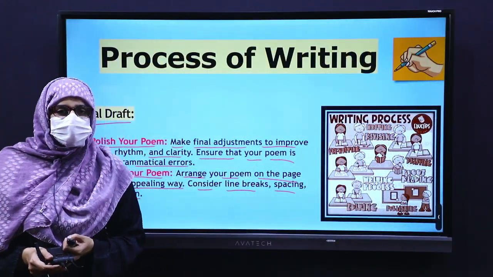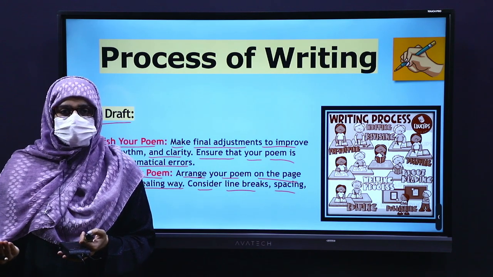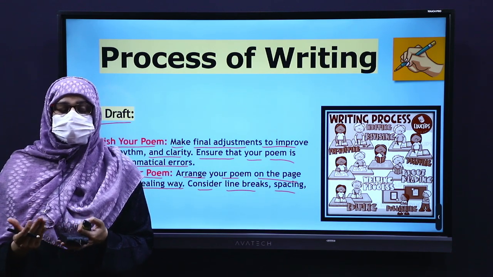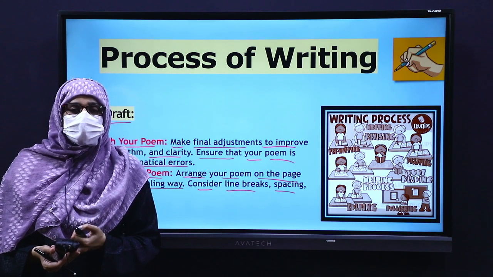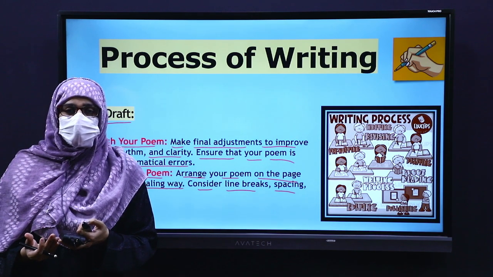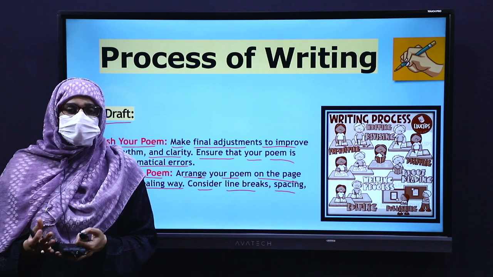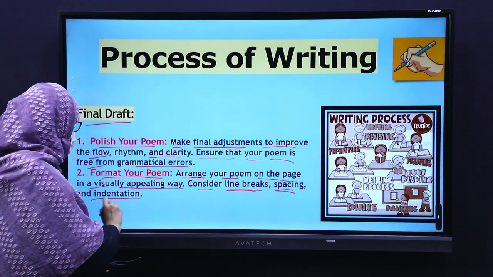So in final draft, you polish your poem or you polish your text, whatever it is, either it's a prose or it's a poem. And of course, in case of writing a poem, you make it visually appealing on the paper. How do you do that? By using line breaks, spacing, and indentation.